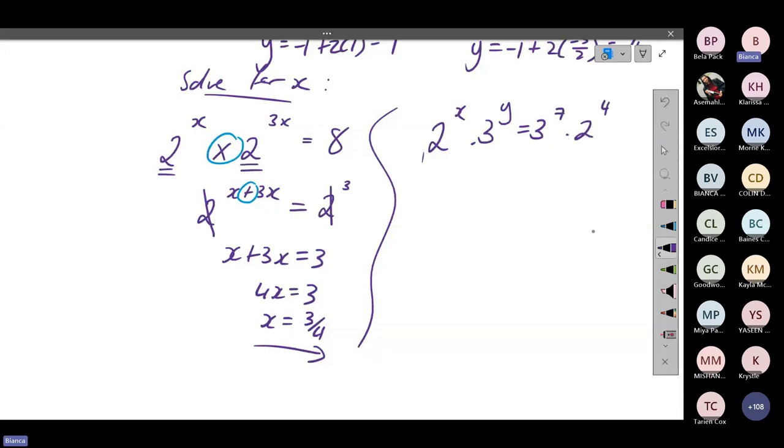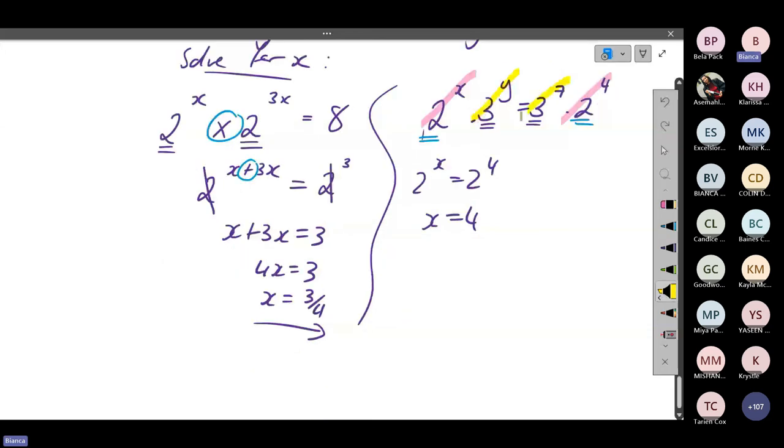Okay, load again. If you have the same bases on both sides being multiplied, exactly the same, what are you allowed to do with exponents? You can actually equate them. The 2 and the 2, 2 to the power of x equals 2 to the power of 4. And then you can do the same thing with the y's. 3 to the power of y, 3 to the power of 7. So now you can say 3 to the power of y equals 3 to the power of 7.